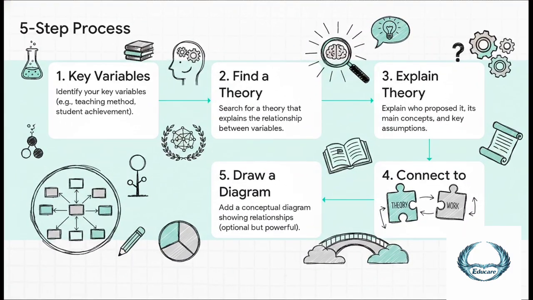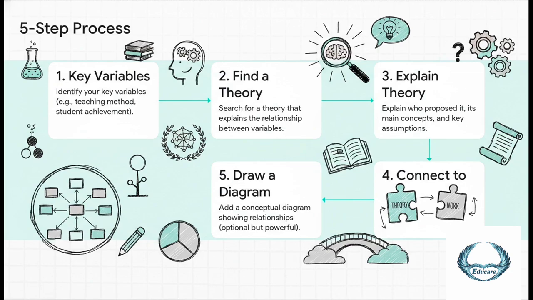So, step 1, just identify your key variables. What are the big concepts you're actually measuring? Let's say teaching method and student achievement. Got it? Okay. Step 2, now you go hunting. Search the literature for a theory that helps explain the link between those two things.